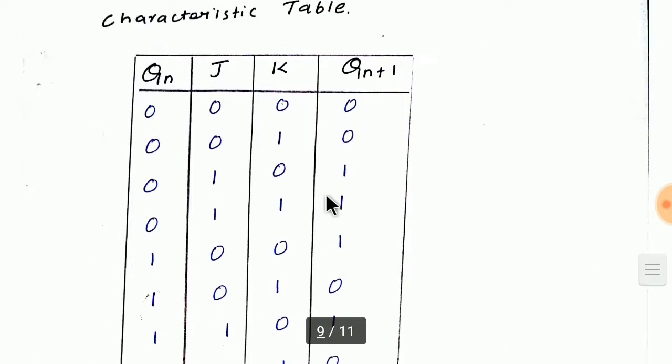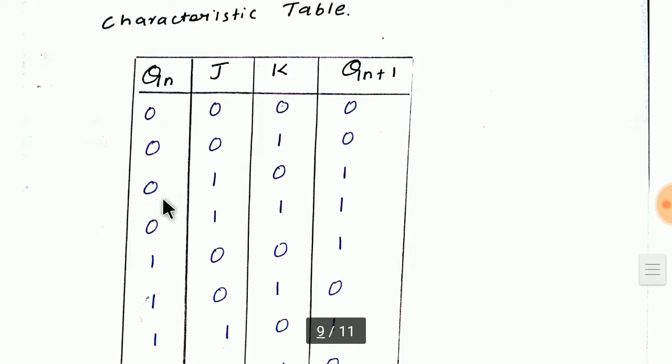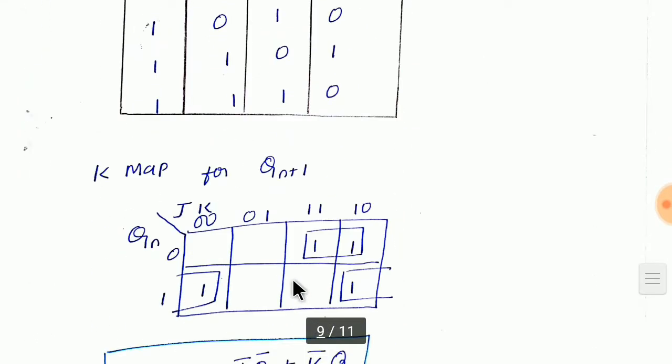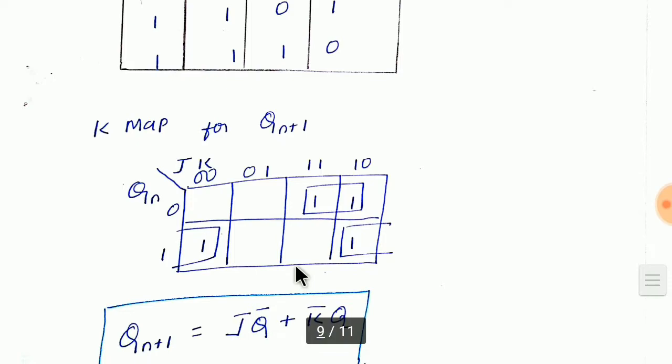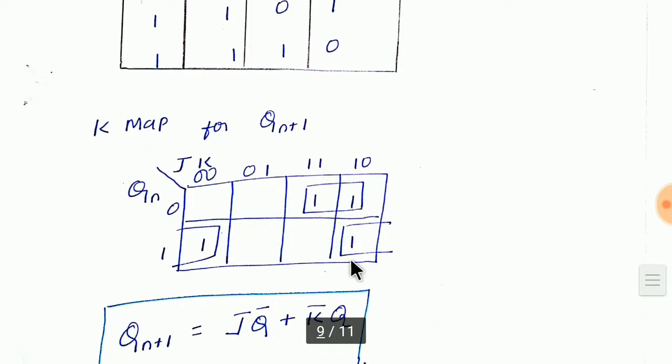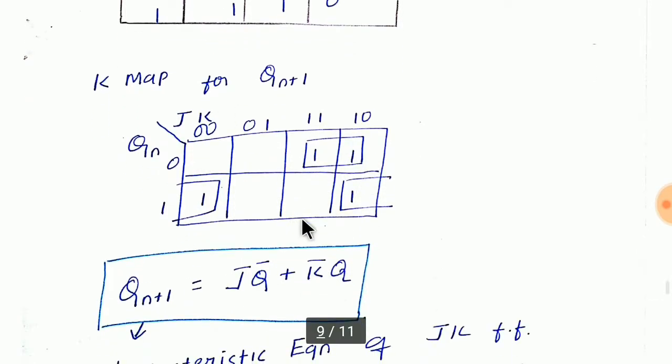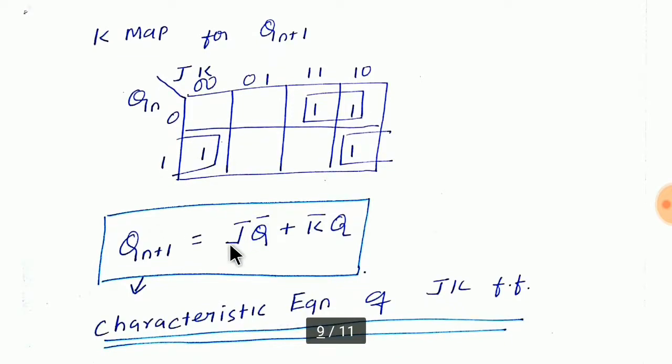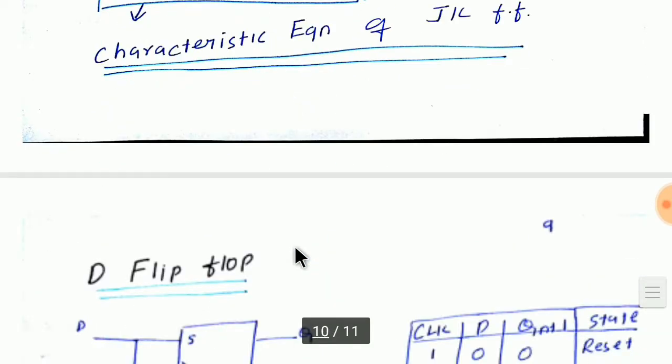Now let's go for the Boolean equation for your JK flip-flop. I have values for the minterms 1, 3, 4 and 6, I mean the cells 0 1 0 is nothing but 2, 3, 4, and 6. So I have mapped them here, and I have done the two-cell combination. With that two-cell combination, I am getting J Q bar plus K bar Q. This is my characteristic equation.